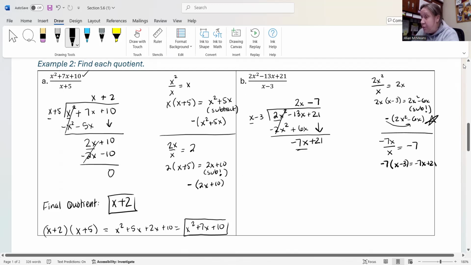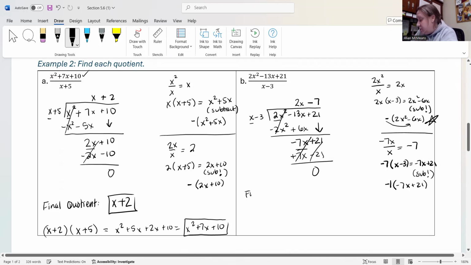And then remember, we have to subtract that. So it's really taking a -1 and distributing it through negative 7x plus 21. So it changes our signs. So -1 times negative 7x is plus 7x. And -1 times 21 is negative 21. We combine like terms. Negative 7x plus 7x is 0. 21 minus 21 is 0. I've got my 0 remainder. That tells me I'm done dividing. I don't have a remainder at all.